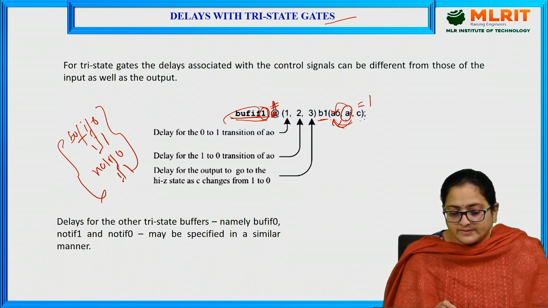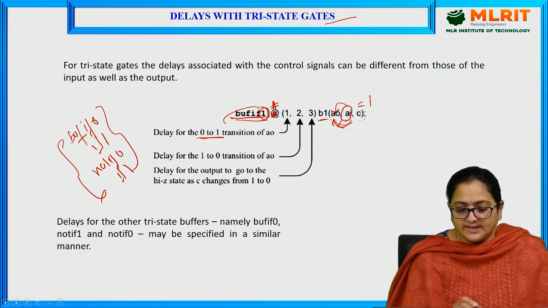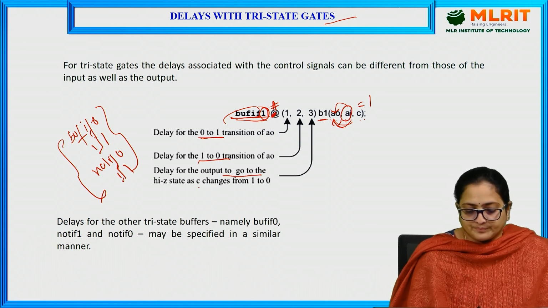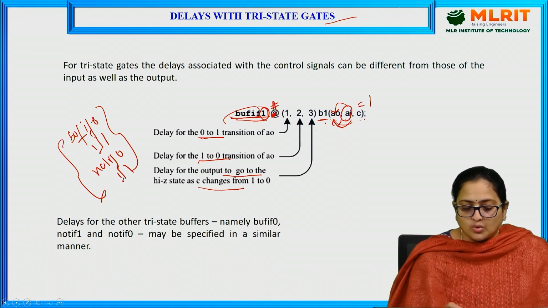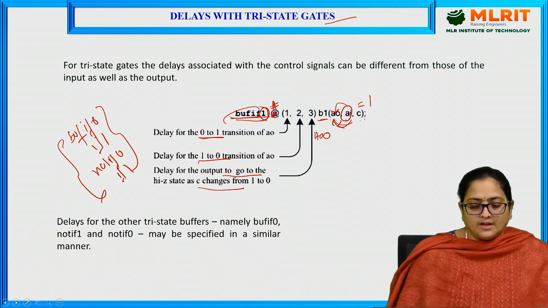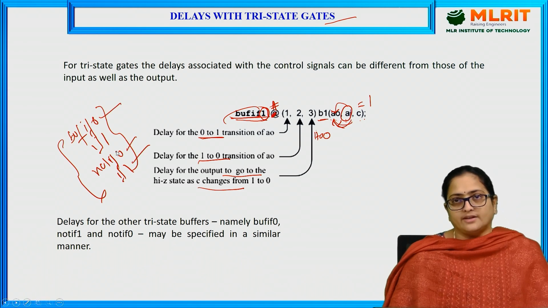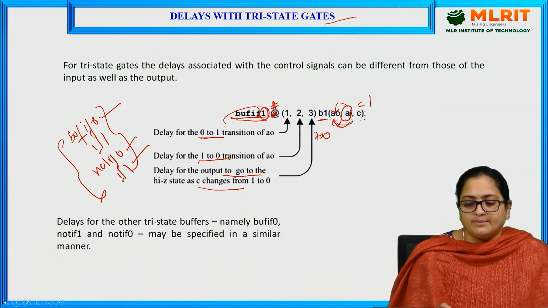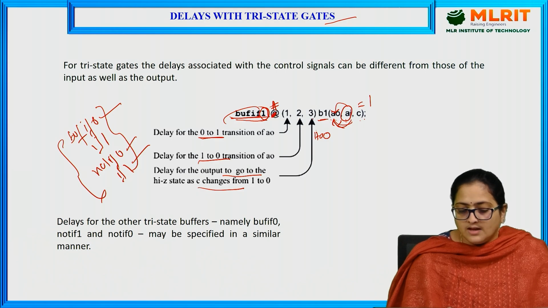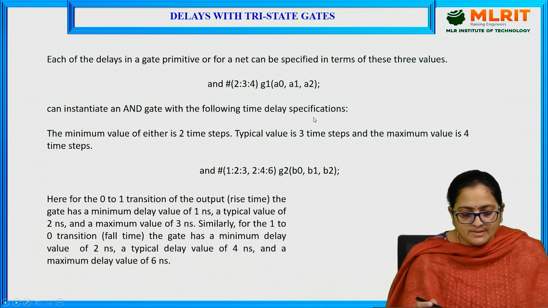And this 1, 2, 3 represents the delay. This 1 represents the 0 to 1, that is the positive transient delay. And 2 represents the negative transient delay. And this represents the delay for the output to go to Z state as C changes from 1 to 0. And this can be implemented for the remaining 3 tri-states also. All 4 tri-states can be implemented with this kind of delay. This is for positive transition, this is for negative transition, this is to change the C value from 1 to 0. So these are a few examples they have given here.